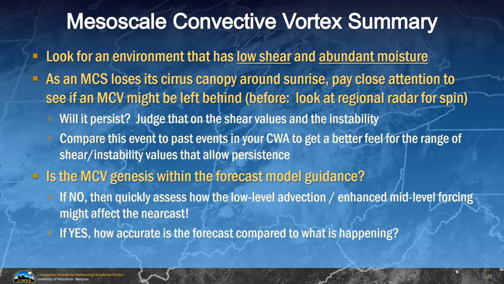And if you have low values of shear and a lot of instability so that convection can be maintained, the convection is important because it is releasing latent heat. It's going to sustain the mid-level vortex that is causing the spin that's making the MCV visible. If you have all of that, you can anticipate that the MCV will persist, and if you have a model that does not have an MCV in it, you probably need to make some kind of forecast revision.